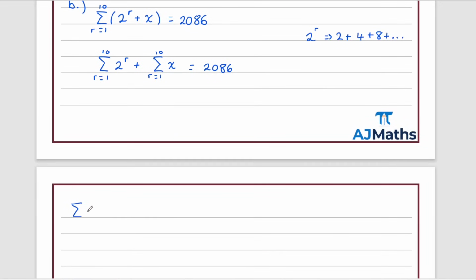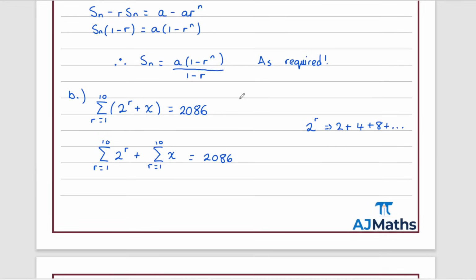So the summation then of 2 to the power of r from r equals 1 to 10. We now use this result here, scrolling up a little bit. We're going to use this here where a is 2, my first term is 2. My common ratio between each term would just be 2 as well. And n, that would be 10. Okay.